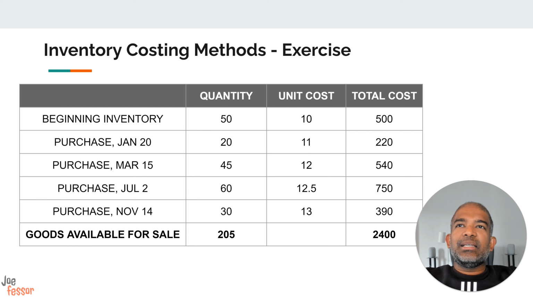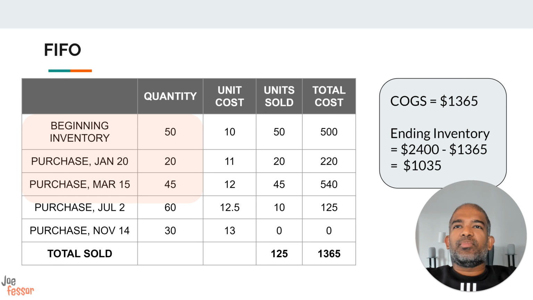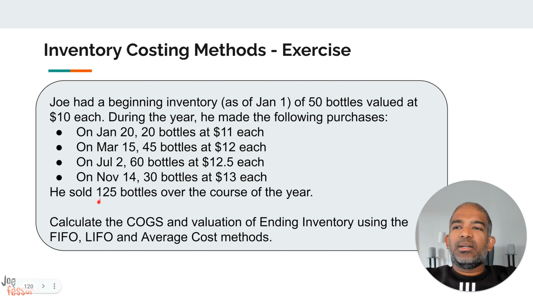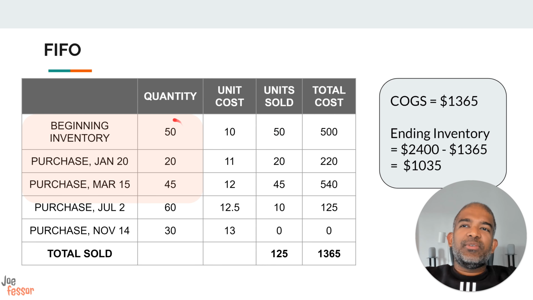Let's look at how to calculate the ending inventory and cost of goods sold using the FIFO method. In the FIFO method, we are going to assume first in, first out. So whatever units were available first are going to be considered as the first ones that are being sold. What was available first was the beginning inventory of 50 units. He sold 125 bottles during the year, so these 50 bottles will be considered the first bottles to be sold in the FIFO valuation process. So that's 50 out of 125 bottles taken care of. We still have to account for 75 bottles that were sold.